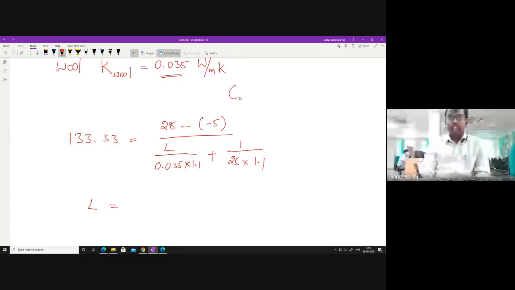See, what I have done is I have taken Q equal to (T1 minus T infinity) divided by 2 by L by Ka, and this is for wool I have taken, plus 1 by hA I have taken. So somebody tell me, what is the value of L? What is the L value?